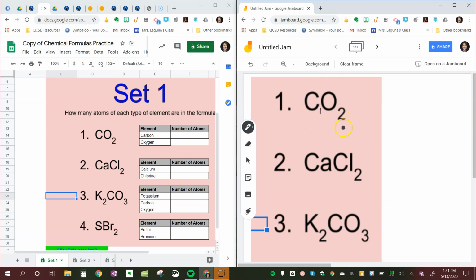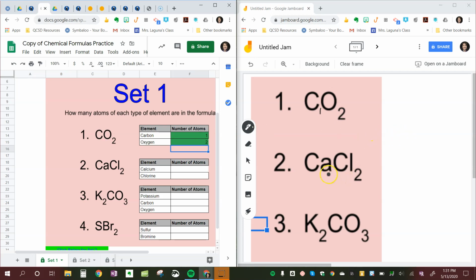This formula is carbon dioxide. There's 1 carbon and 2 oxygen. So I'm going to go over to my paper and put 1 for carbon, and you see it turns green, so I know I'm right, and 2 for the oxygen. Let's try the next one.